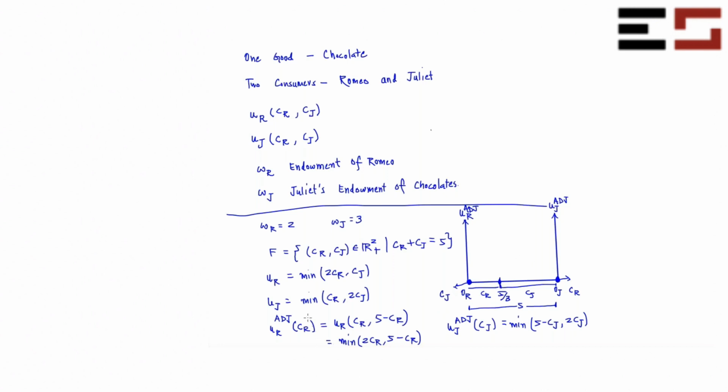And then all that you have to do is plot the graph of 2 CR for CR less than 5 by 3, right? So that's basically just a straight line like this, and then it is going to look like this, because after that it is 5 minus CR, right? For CR greater than 5 by 3, it is 5 minus CR. Yes or no?